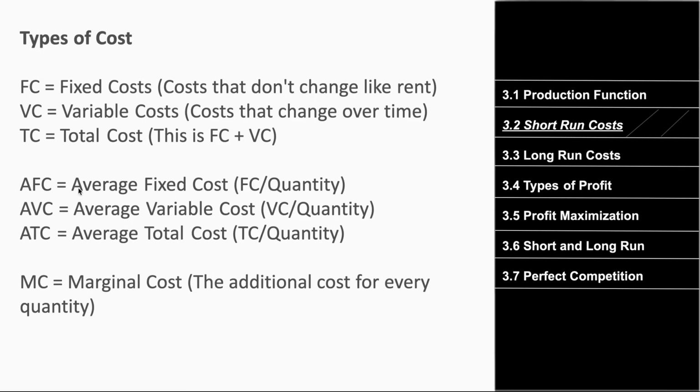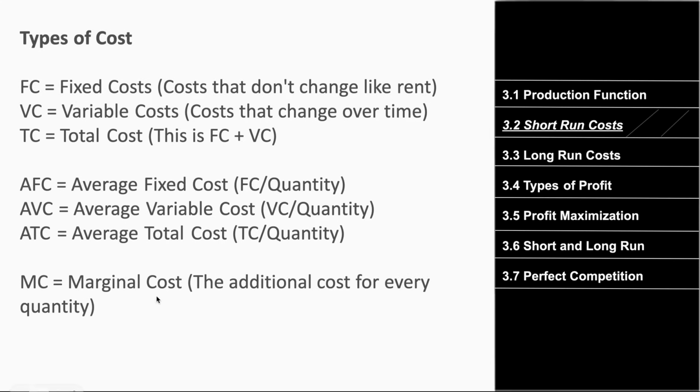Then we also have average fixed cost, average variable cost, and average total cost. Average fixed cost is just fixed cost divided by quantity. Average variable cost is variable cost divided by quantity. And average total cost is total cost over quantity, or it's average variable cost plus average fixed cost. So either one.